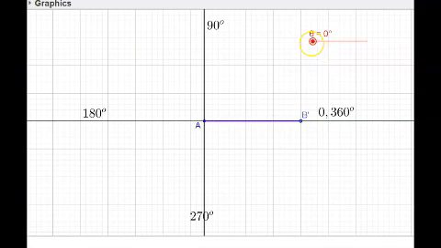Now we have the first type of angle called acute angle. And we said acute angle is an angle that lies between 0 up to 90. That is between 0 and 90. 0 is not acute angle. 90 is not acute angle. But in between 0 and 90, we found acute angle.